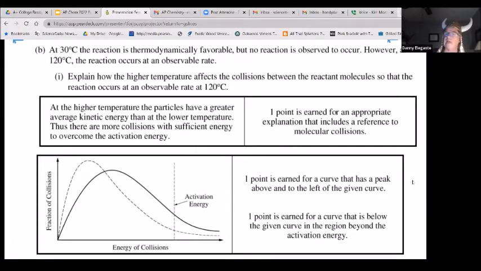And then you had to include that the graph doesn't just die before it gets to the activation energy line. You had to include that the graph continues past the activation energy, but is lower than the original curve. So as long as you had your curve lower than the original curve, and it still ends past the activation energy line, you would get that second point.